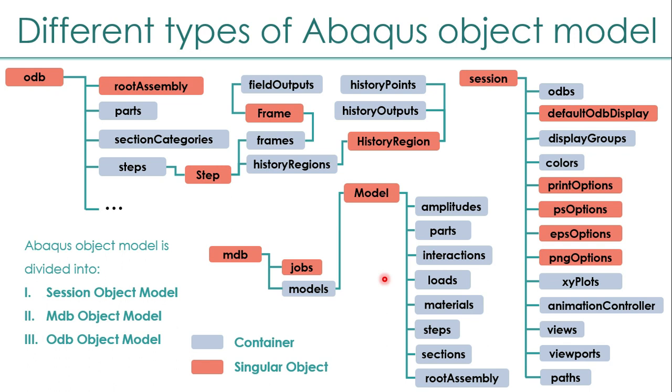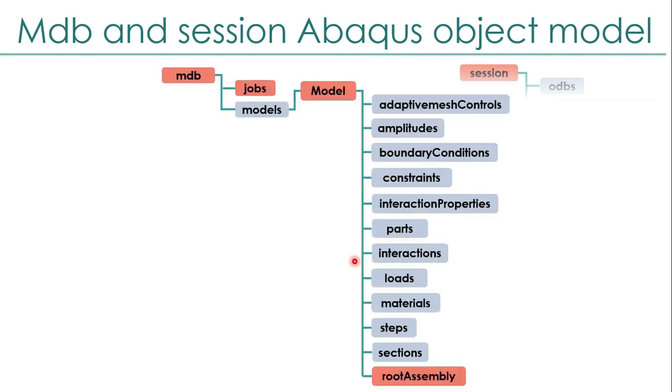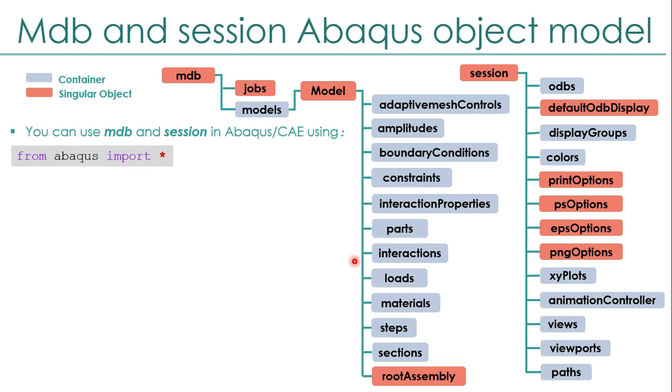Now going forward, we will see in detail what this Abaqus object model is and how we can use it. First we will see the MDB, the model database object, and the session object model, and how we can use them. Whenever you want to use the model database or session object model in CAE, you have to write this line in your script. For example, if we have a script which does something related to the model database, you will find this line at the top of that script.